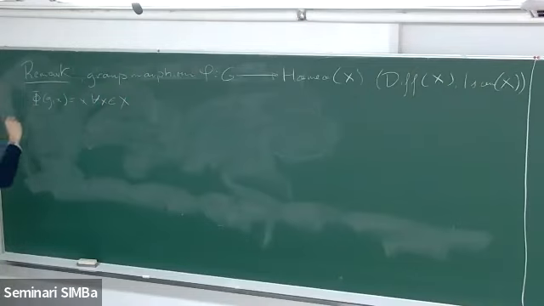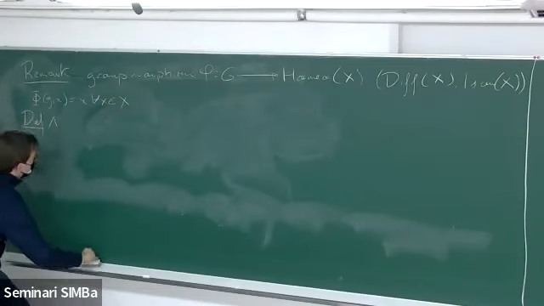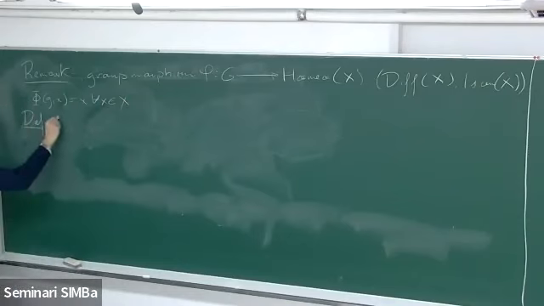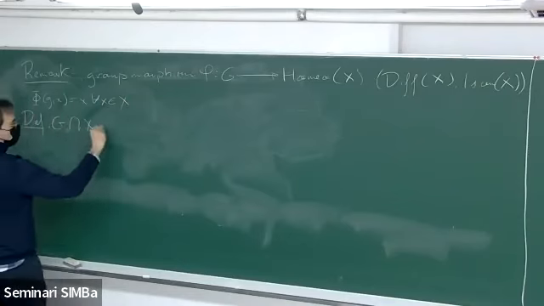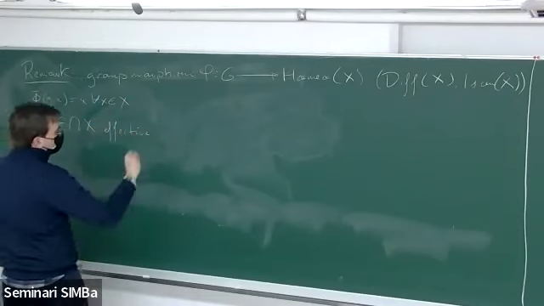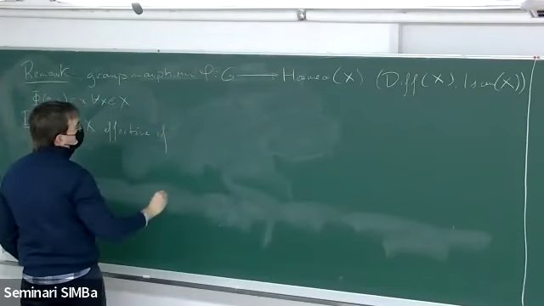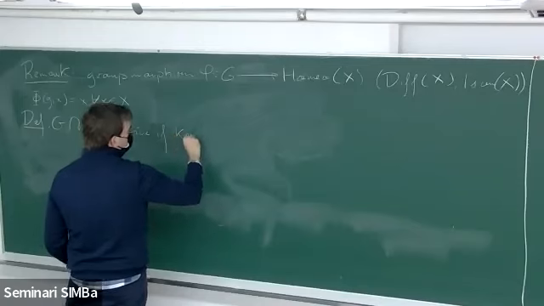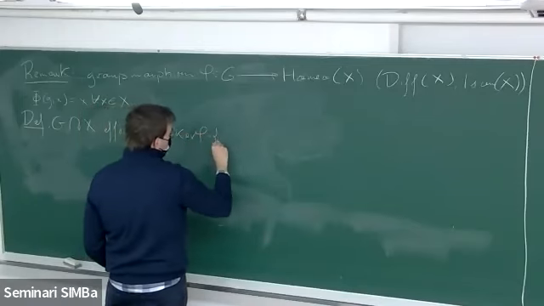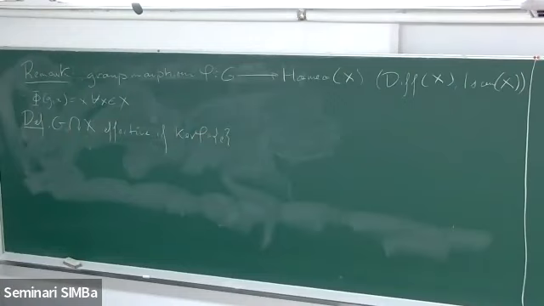So we always make this restriction that an action will be effective if, in this case of this definition, the kernel of this homomorphism is trivial. This means that there's no non-trivial element of the group G that acts like the identity.